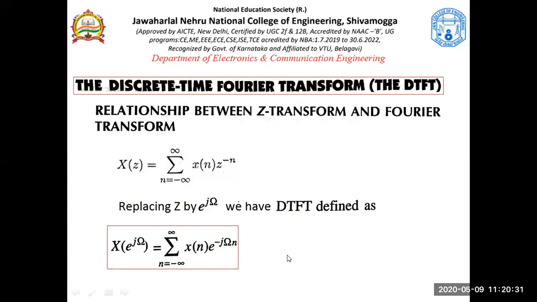So how are we obtaining the equation for DTFT? We are obtaining the equation for DTFT by replacing Z by e power j omega in the equation for Z transform. This is how they are related. The Z transform and DTFT are related. Understand? You replace Z by e power j omega, and you have the DTFT of the signal. So this is how one should remember, and this will make things simple.